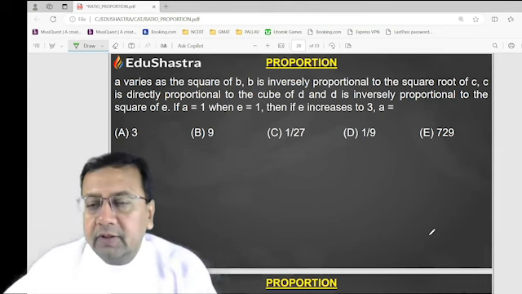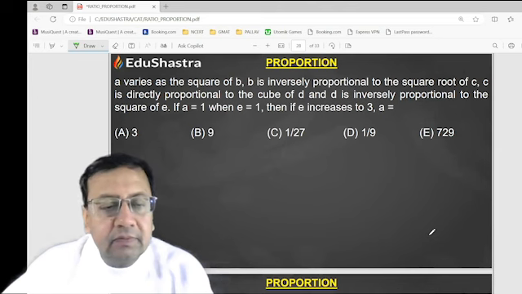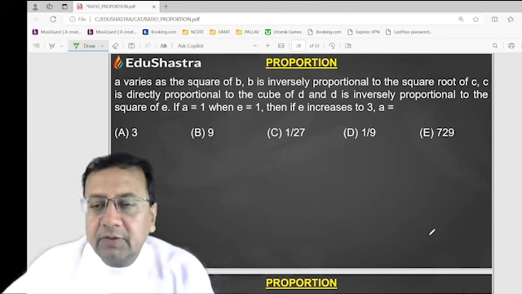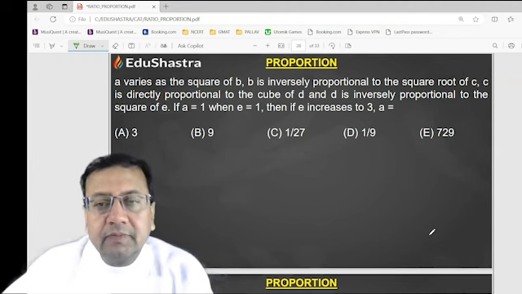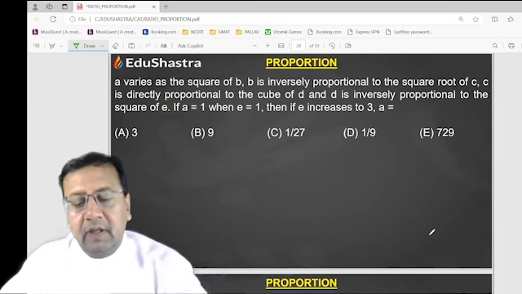Rishabh. Hello, Rishabh. What's your answer, Rishabh? So 9 is the answer. Okay, how is this? So I calculated, given all the proportions, A is proportional to E square. So when A is 1, then E is also 1, that is 1 square is proportional to 1 square. But when E increases to 3, A would be the square of E, that would be 9. 3 square would be 9. So A is 9. Okay.